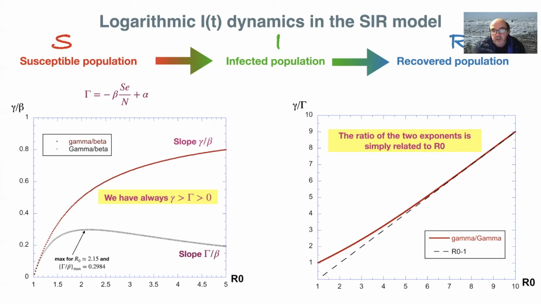Also, we can plot and consider the ratio of these two parameters. If you look at the ratio, small gamma divided by capital gamma, the coefficient beta disappears. This ratio depends only on R naught. It means that if we know this ratio, then we can know the value of R naught. We also have an asymptotic relation, which is R naught minus 1 when R naught is large. This ratio is the red curve on the right panel.